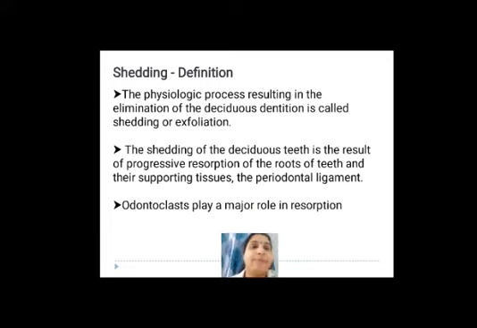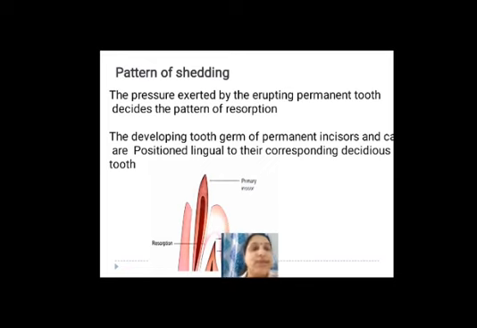What is shedding? The physiologic process resulting in the elimination of deciduous teeth is called shedding. Of course, shedding is important for the permanent tooth germs to erupt. So the shedding of deciduous teeth is a result of progressive resorption of roots of the teeth and their supporting tissues. And the odontoclasts play a major role in resorption. And the pressure exerted by the erupting permanent tooth will decide the pattern of resorption.